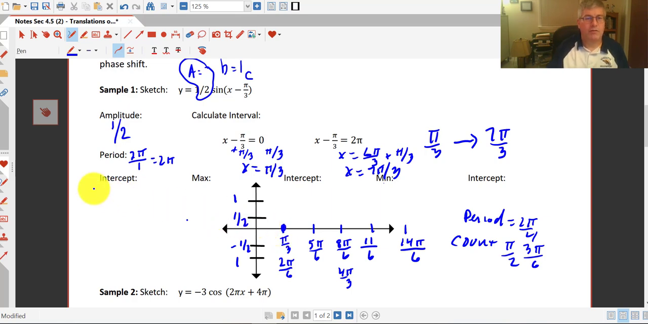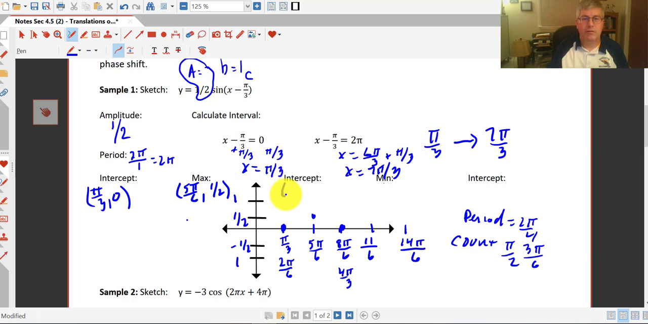So that's one of our intercepts. Our intercept is going to start at pi over 3, 0. And then at 5 pi over 6, or our next point, since our amplitude is 1/2, we're only going to go to 1/2. So we have a maximum here. I might as well put that in right away. 5 pi over 6 and 1/2.